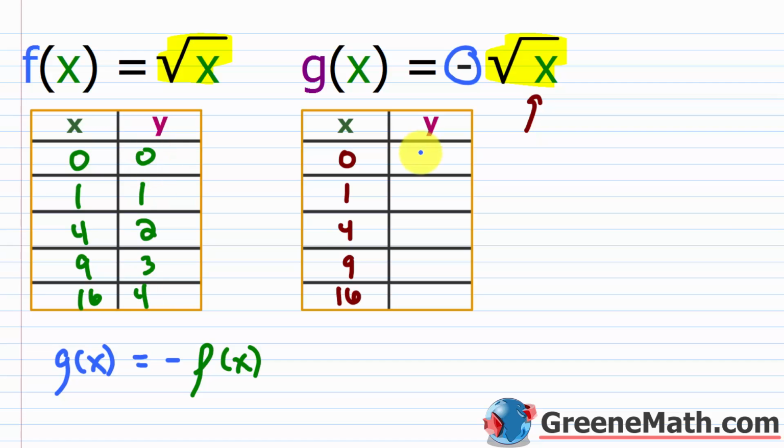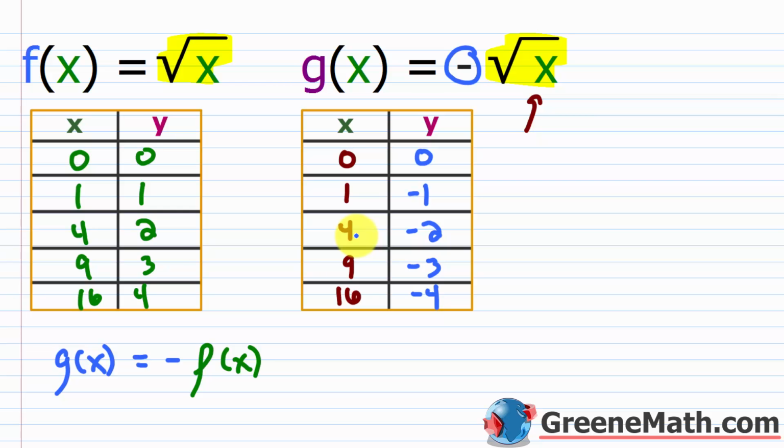The negative of 0 is just 0. The negative of 1 is negative 1. The negative of 2 is negative 2. The negative of 3 is negative 3. And the negative of 4 is negative 4. Looking at these two tables, we should get an idea of what's going on. For the same x value, I now have two different y values: one that's positive and one that's negative.